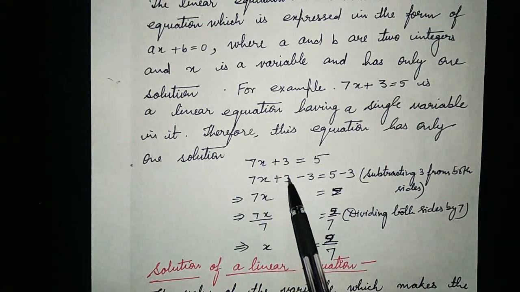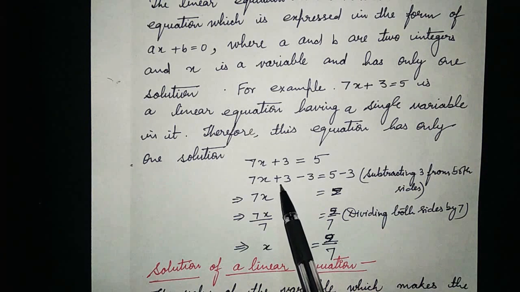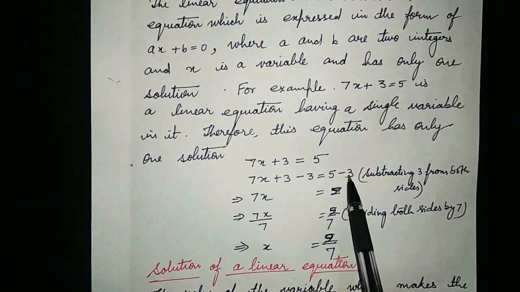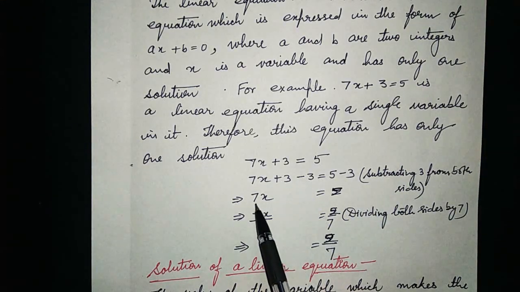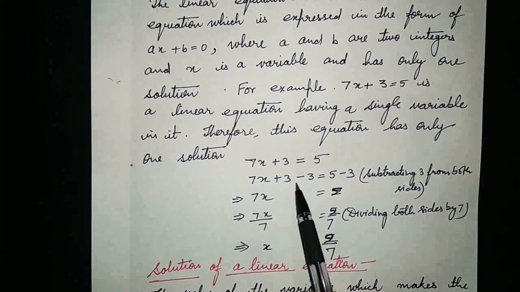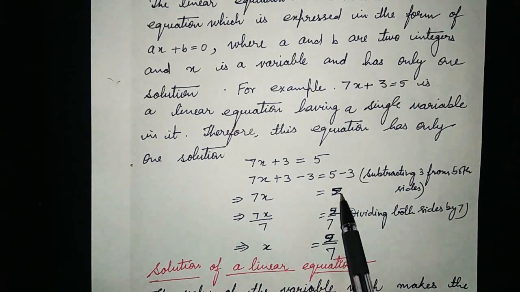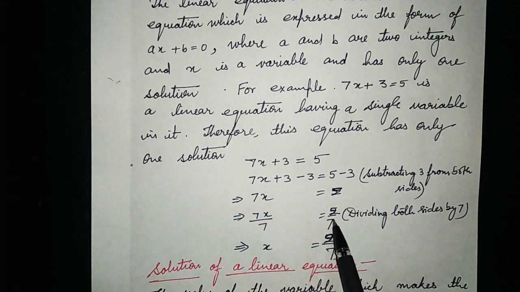Now, 7x plus 3 is equal to 5. This is the equation. To solve it, as we can see, there is plus 3. So, what will we do? We will subtract 3 from both sides of the equation. Here minus 3, minus 3. The same number we will subtract from both sides. In the next step, plus 3 and minus 3, we will get 0. And on the right hand side, 5 minus 3, we will get 2. Now, we will divide both sides by 7. So, after dividing both sides by 7, we will get 2 upon 7.